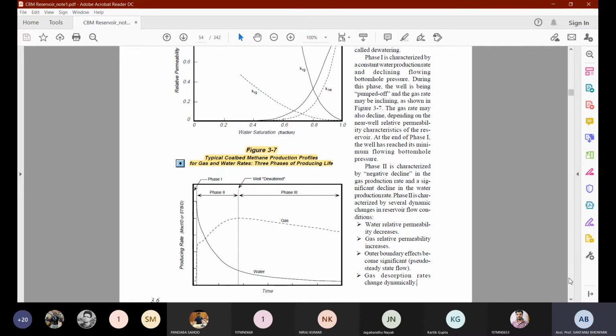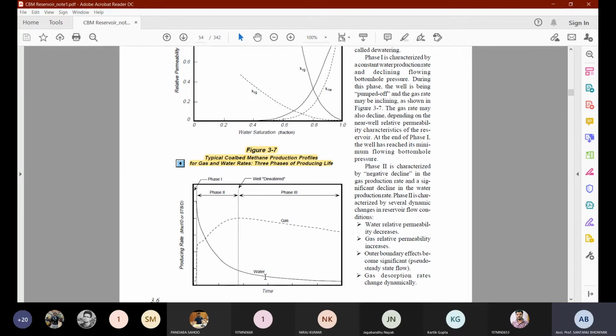What are the properties of the third phase? At the end of the second phase, you have already reached the maximum gas production. How? Water is going to be reduced, but as more and more desorption is coming, the gas pressure is becoming very much higher, and with that pressure gas is flowing. Very much desorption is taking place and the gas production is there.